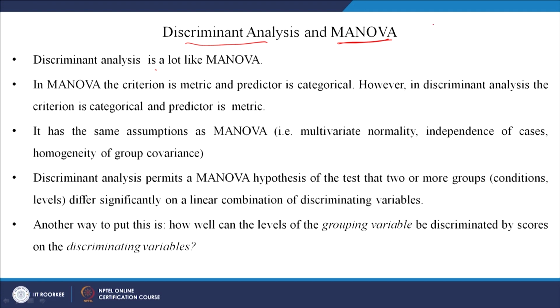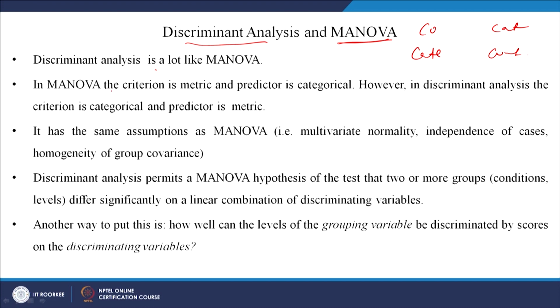Why? Because in the MANOVA you had dependent variables which were continuous and the independent variables were categorical, right. So, you had more than one dependent variable, but here interestingly you have one categorical dependent variable and then you have some independent variables which are continuous. So, that is why it is a mirror image, right.